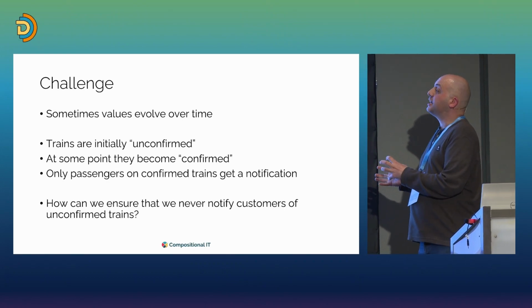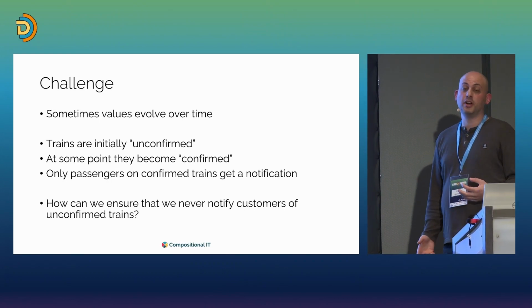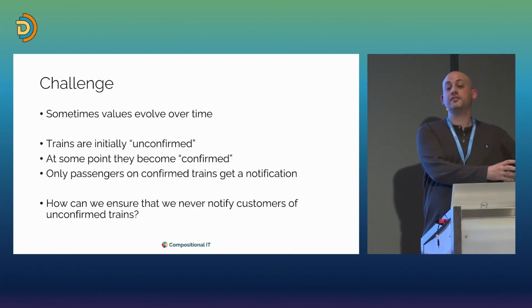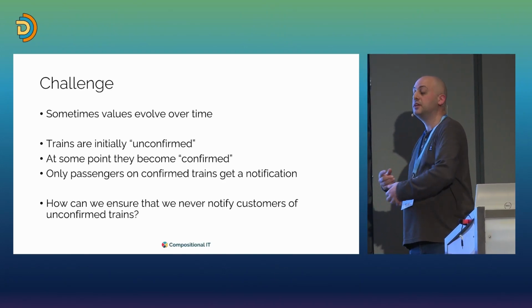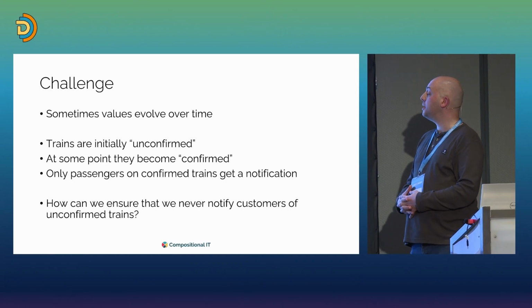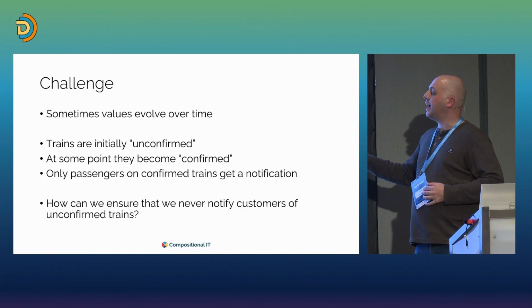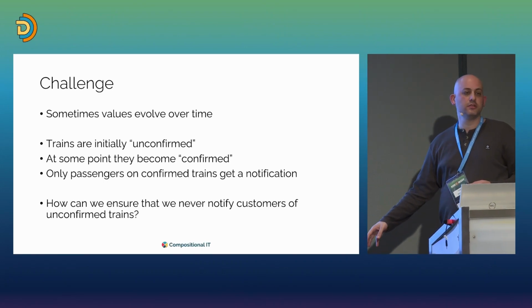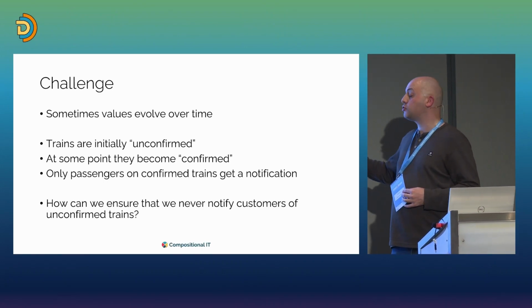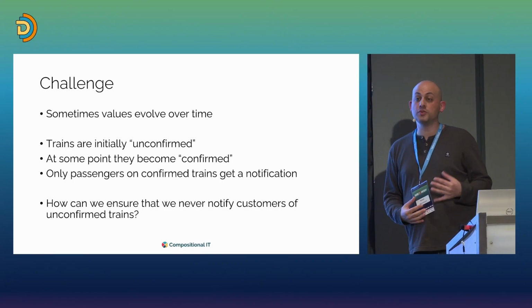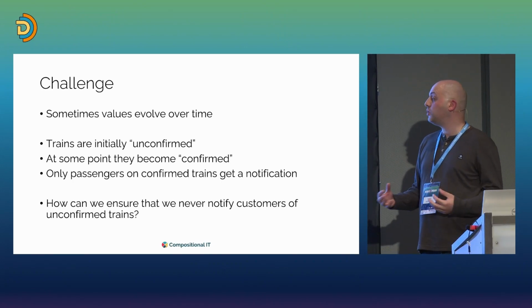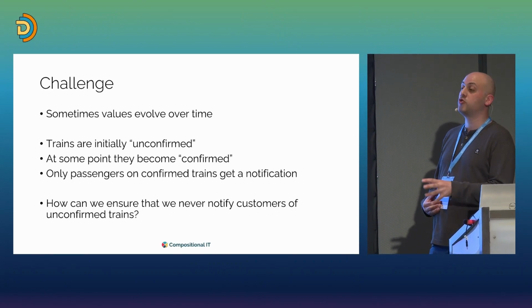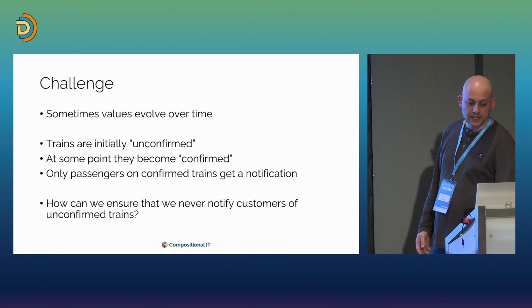So what this is really saying is sometimes things evolve over time. Like a train goes from unconfirmed to confirmed. And how do we deal with that? And more than that, how can we ensure that we never notify customers or passengers of a train that's unconfirmed? We want to enforce that we're not going to call this function or this batch process with a train that's actually not confirmed. We don't want to take their money, sort of thing.